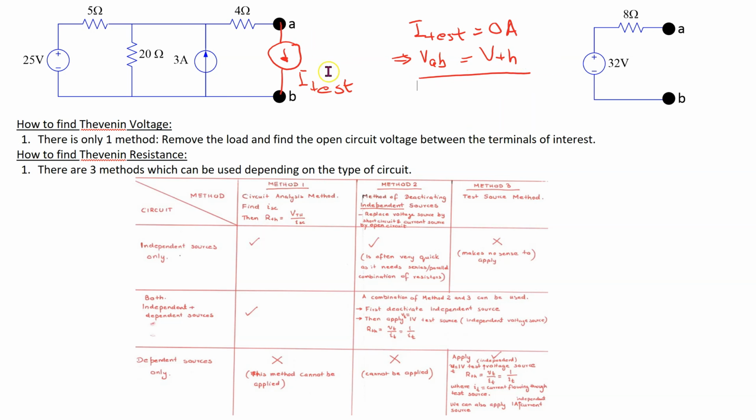Similarly, we can run a DC sweep for the magnitude of this test source, and when the voltage VAB is equal to 0 volts, this corresponds to a short circuit between terminals A and B. Then in that case, the test source magnitude gives us I short circuit. So after determining I short circuit and V Thevenin, we can find R Thevenin using this relationship.